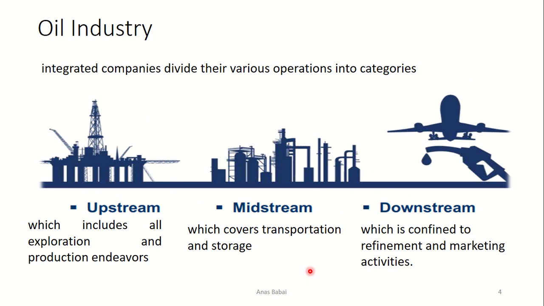So as a beginning, you know that the oil industry is classified in three sectors: upstream, midstream, and downstream. And in each sector, there is a special operation that takes place. In upstream, it's mainly the exploration and production. Midstream is the transportation and storage, and the downstream is the distribution and marketing of the hydrocarbon.